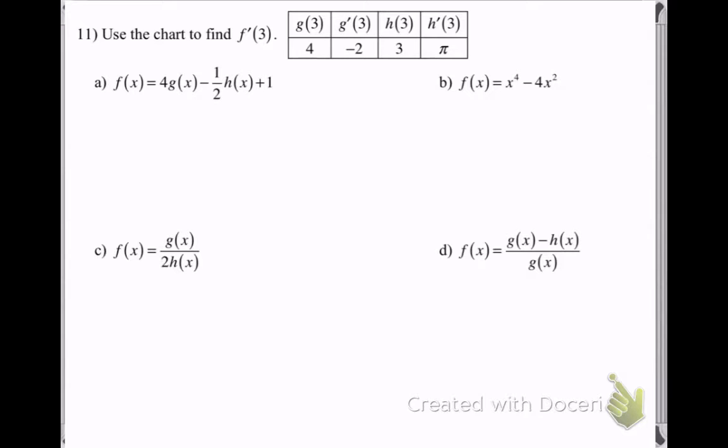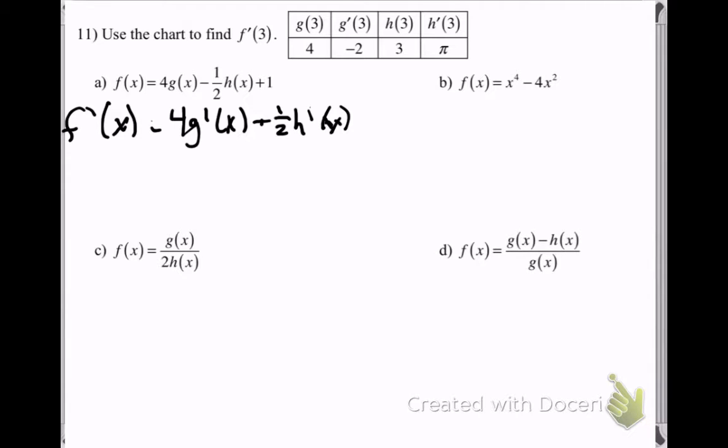So if we look at part A, I've got f of x is defined to be 4 times g of x minus 1/2 h of x plus 1. So this is testing, do you remember how the constant rule works? If you multiply a function by a constant and take its derivative, it's just the derivative times the constant. So what we mean by that is the derivative of f now will be 4g prime of x plus 1/2 h prime of x, and then the derivative of 1 is 0, so we would stop there.